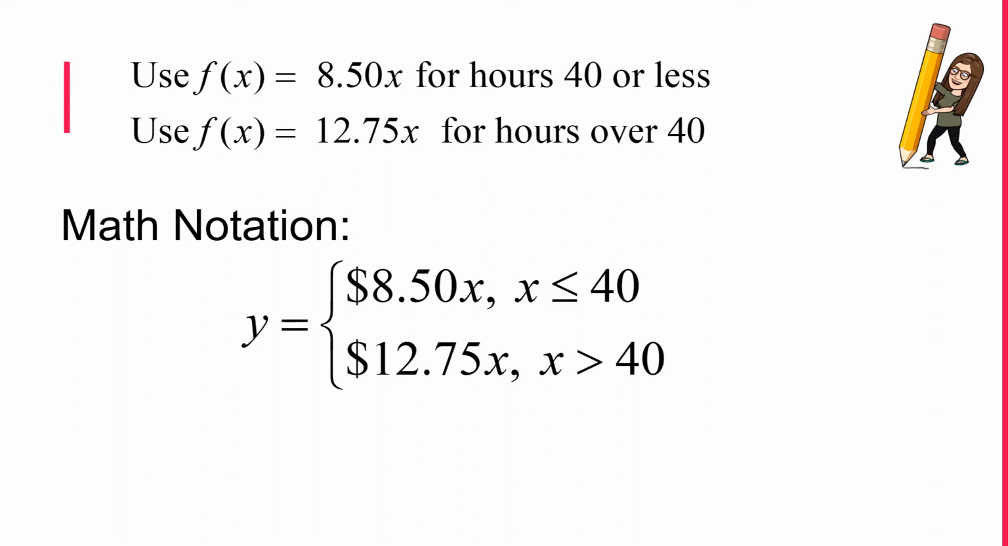So let's talk about how I would write this mathematically using the correct notation. If I have a linear function that describes that I make $8.50 an hour for up to 40 hours or less, that would represent this function. So I have to state the function first, comma, what my restrictions or limits are.